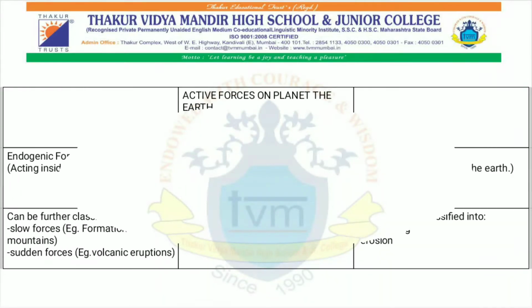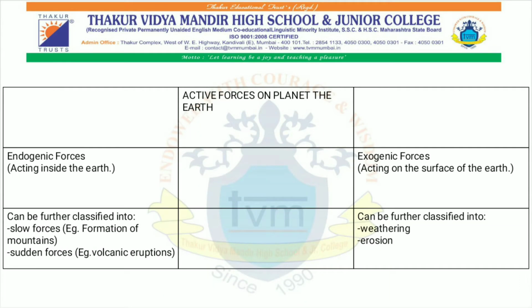As we have seen earlier, active forces on the planet Earth are divided into either endogenic forces, that is acting inside the Earth, or exogenic forces, that is acting on the surface of Earth. Endogenic forces can either be slow forces like formation of mountains or sudden forces like volcanic eruptions, whereas exogenic forces can be further classified into weathering and erosion.